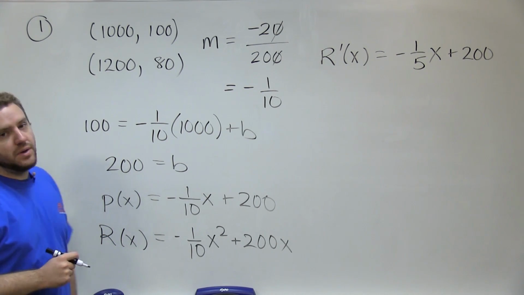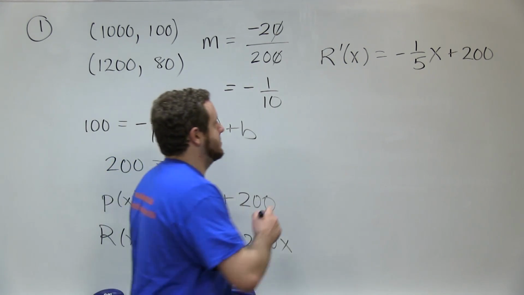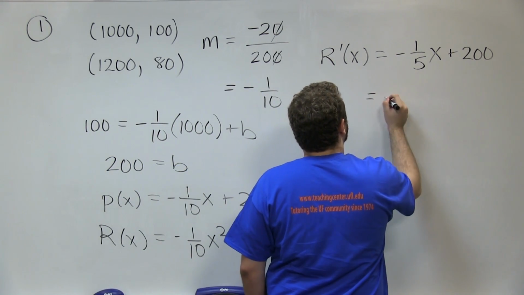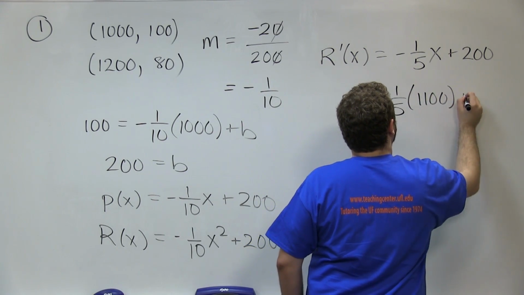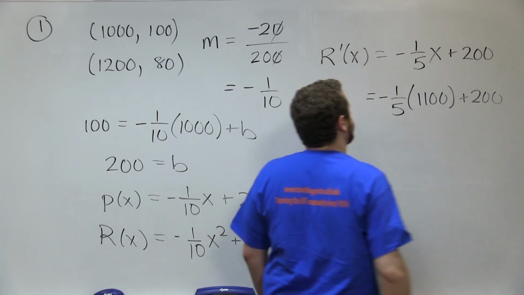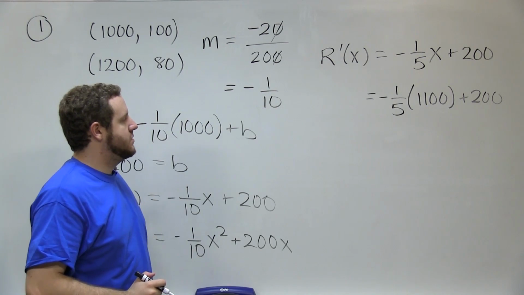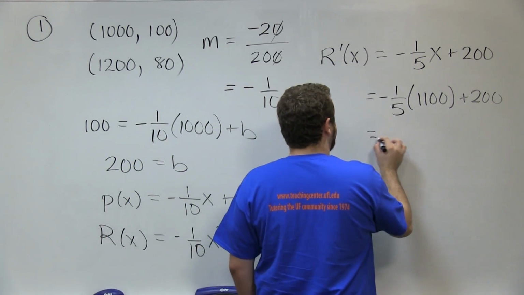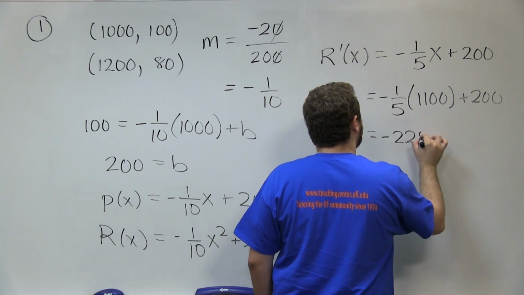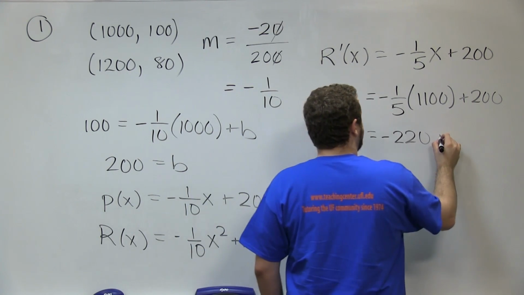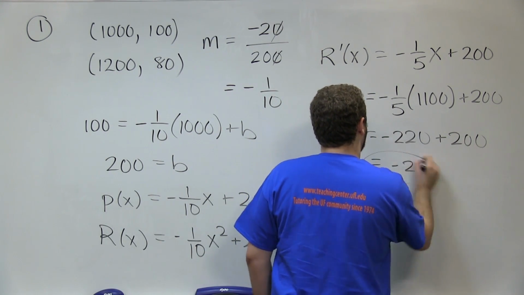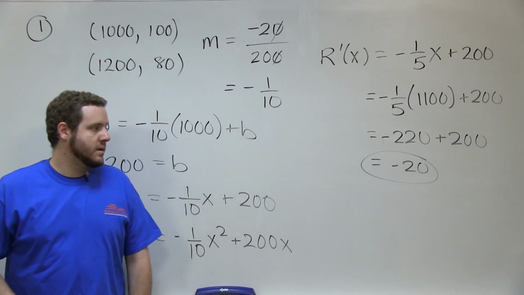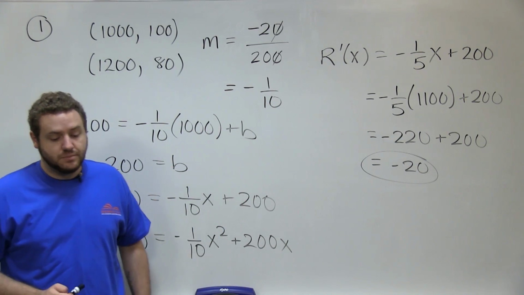And then all we need to do is plug in our value of x, which was 1,100. So we get -1/5 times 1,100 plus 200. So 1,100 divided by 5 would be -220. Plus 200 gives us -20 for our marginal revenue.